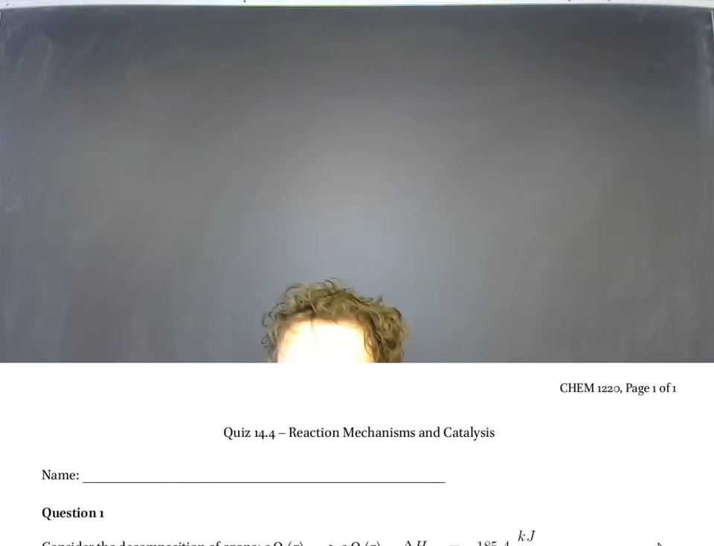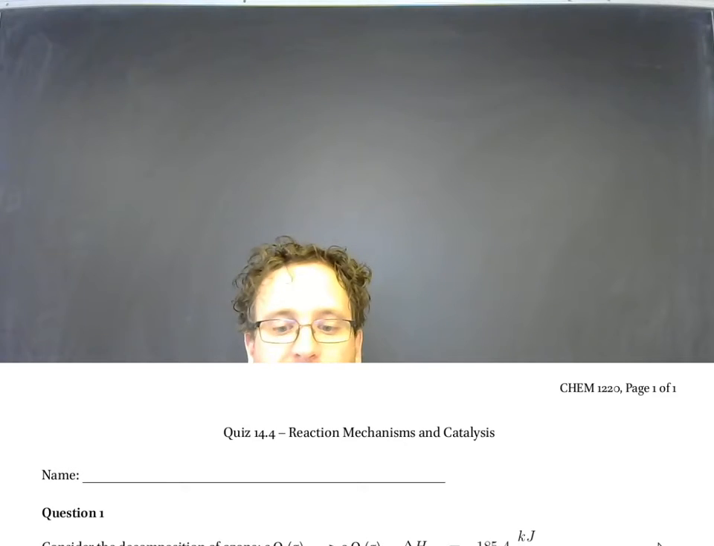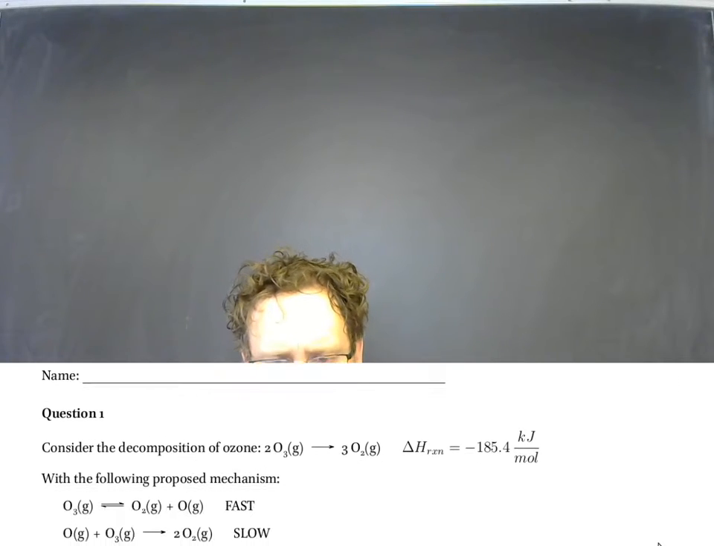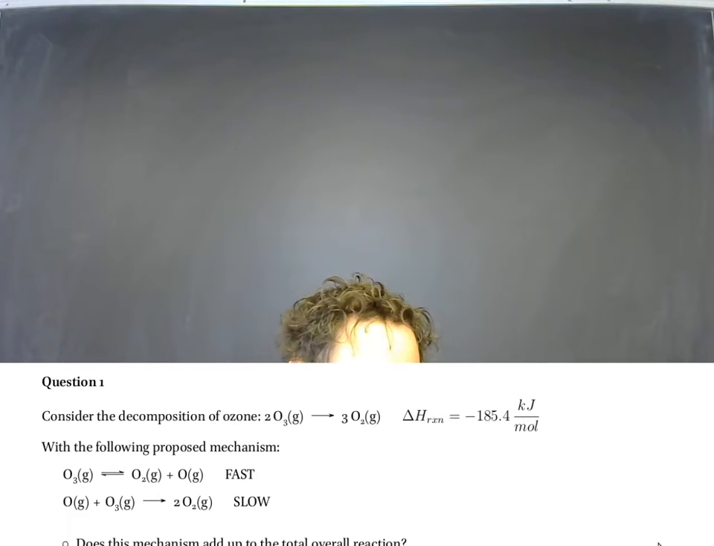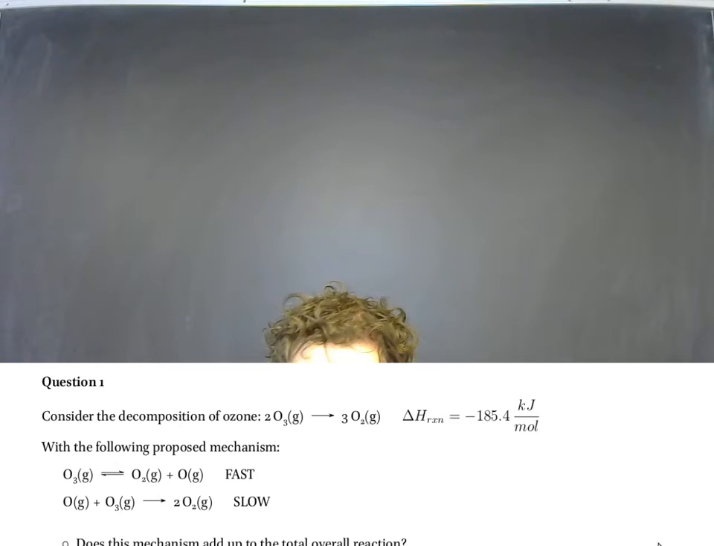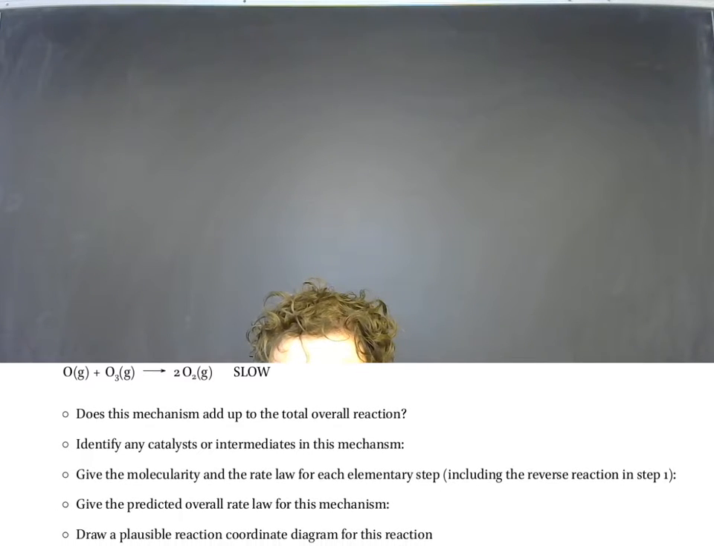Okay, quiz 14.4 on reaction mechanisms and catalysis. So let's look at question 1. It concerns this reaction, the decomposition of ozone. We're given a balanced reaction and an enthalpy of reaction and the following proposed mechanism. Notice this has a fast pre-equilibrium and then a slow second step. And let's just work our way through these questions.